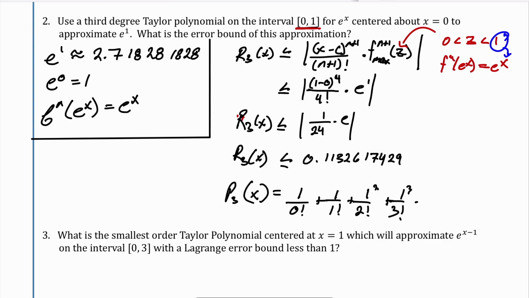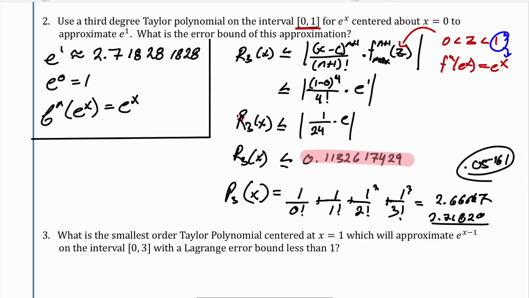And that's going to be equal to 2.66667. And e is 2.71828. And we are off by about 0.05161, which is less than the actual error bound of 0.11326. So it does just a fine job there. All right, let's see, we have one more problem to do.